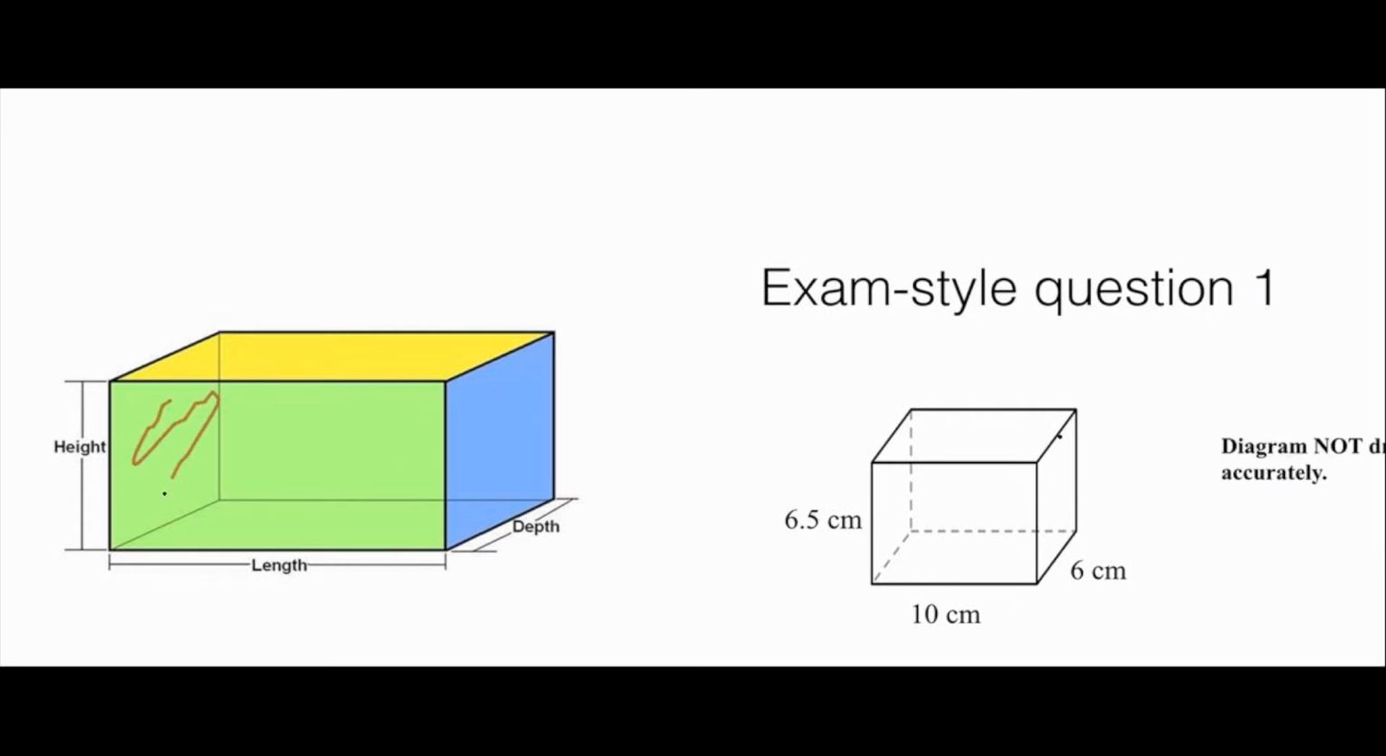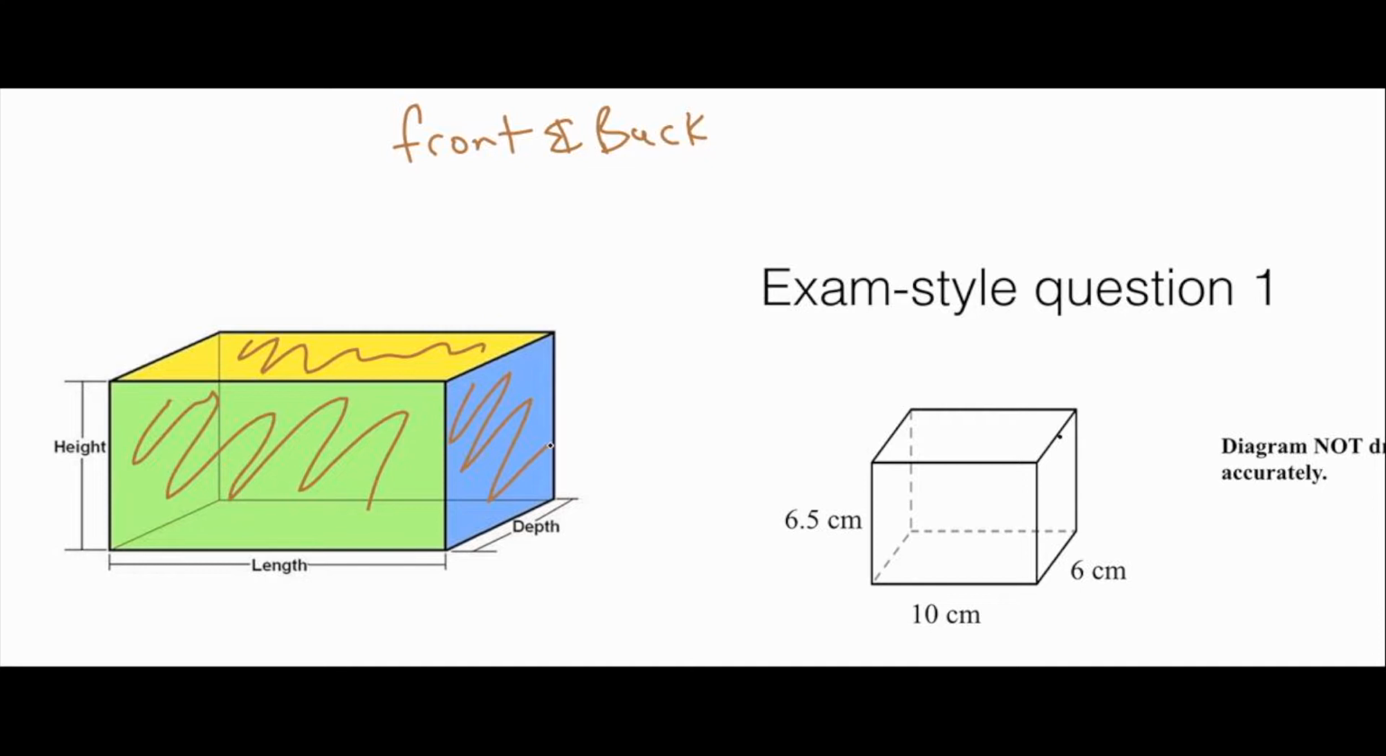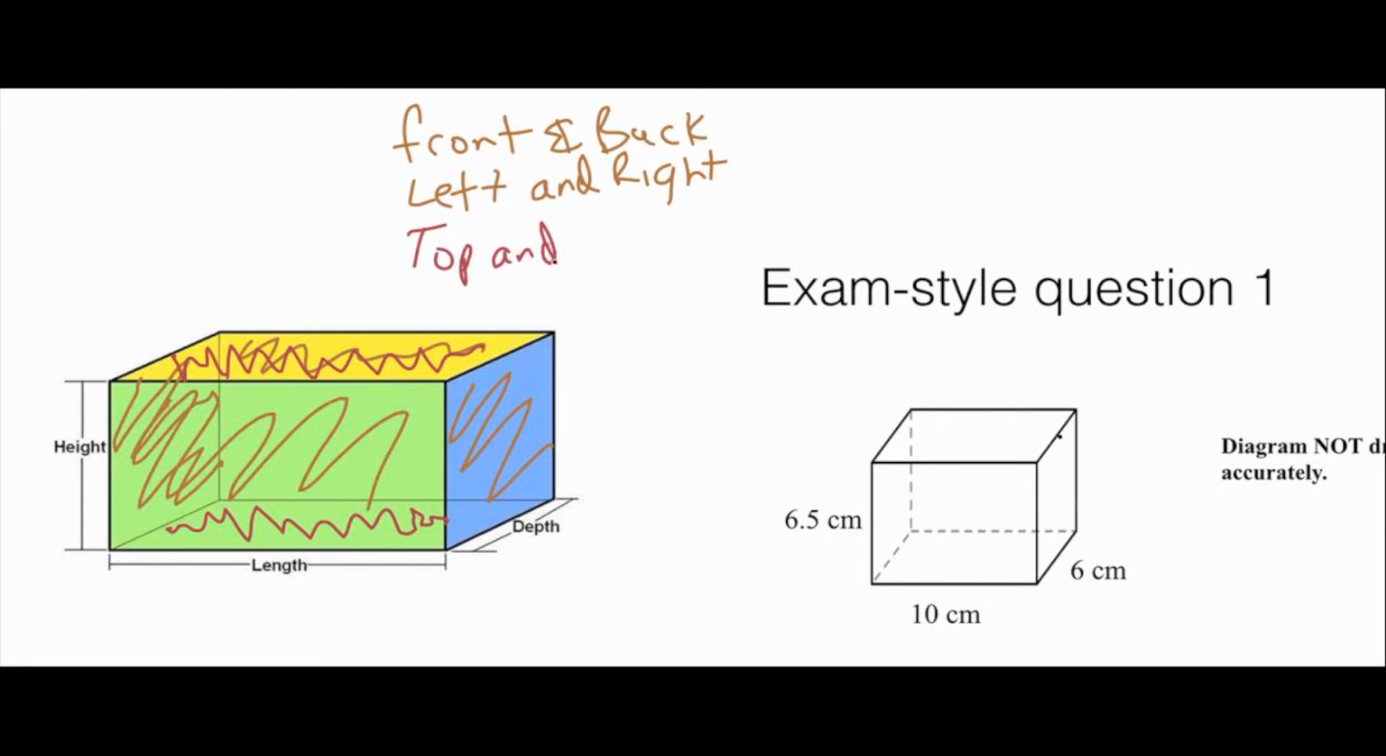So we've got a front side and a back side. Okay, so we've got front and back. We've got one end and the other end, so we've got left and right. And then I'm just going to change colour here because you can see we've got the top and the bottom. So we've got top and bottom.